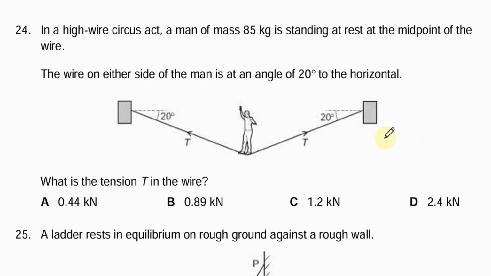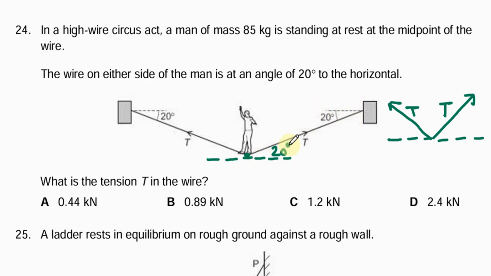So we can start with a sketch. I'm going to draw the horizontal like this. We have the tension in this part of the wire, going this way, and also the tension in this part of the wire, going this way. The angle that T makes with the horizontal is 20 degrees. And if you look at this point here, we see that we have alternate angles. So this angle here is also 20 degrees. In other words, this one here, and so is this one.